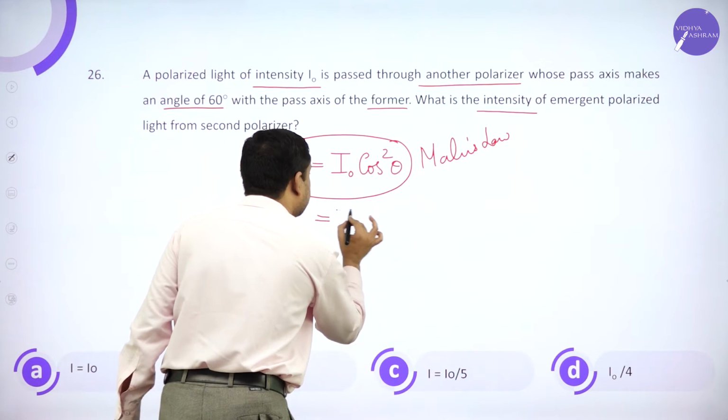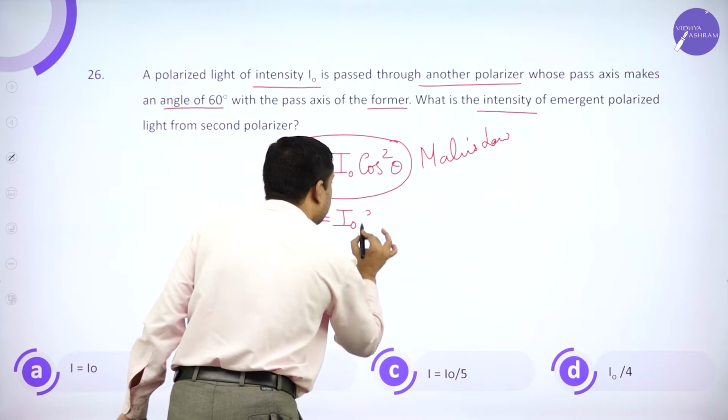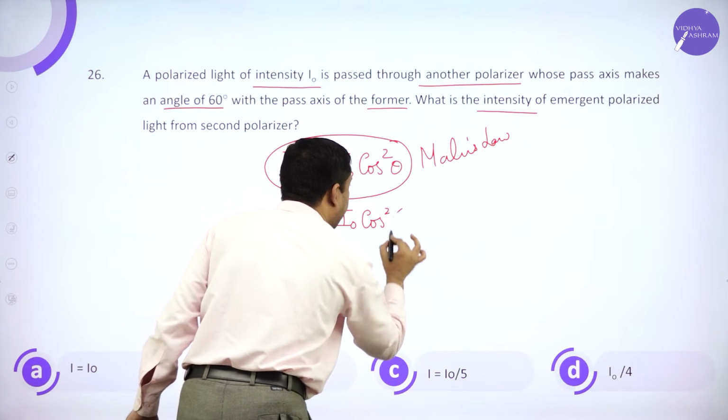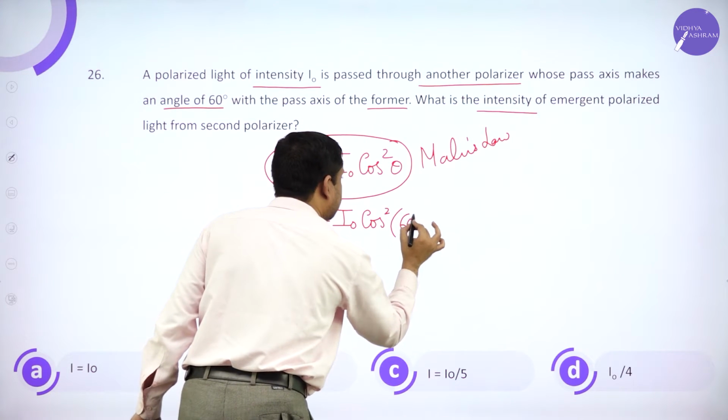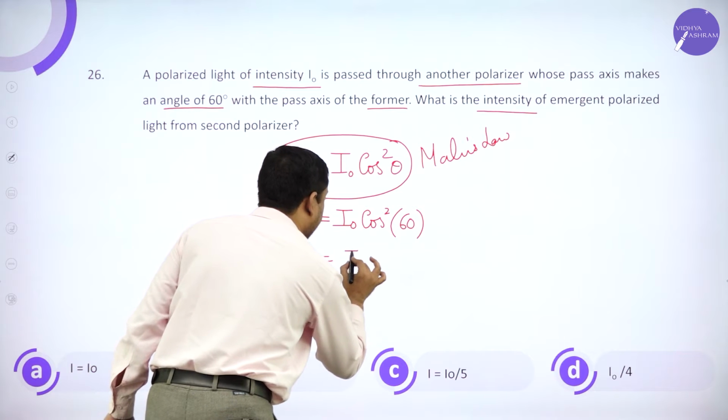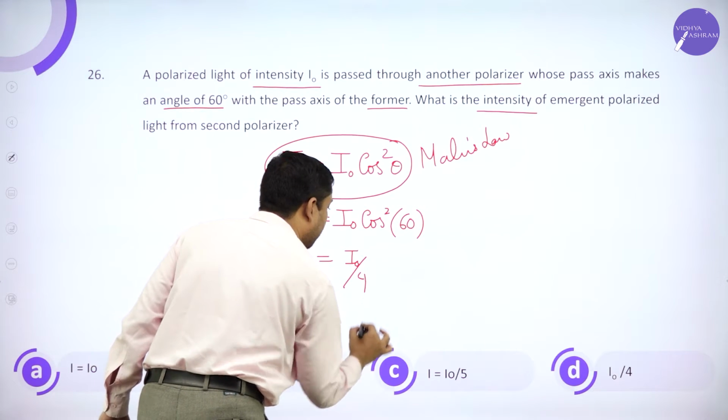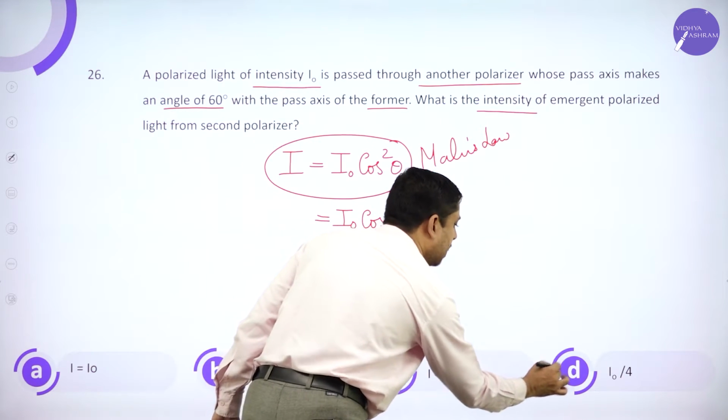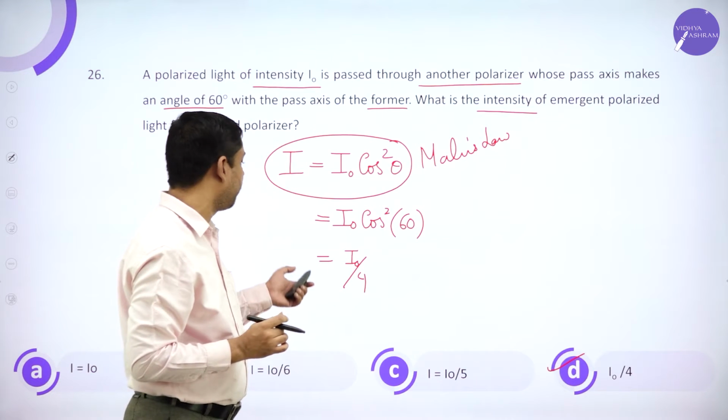So this is I0 cos square 60 degrees. So this is I0 by 4. So the answer is I0 by 4.